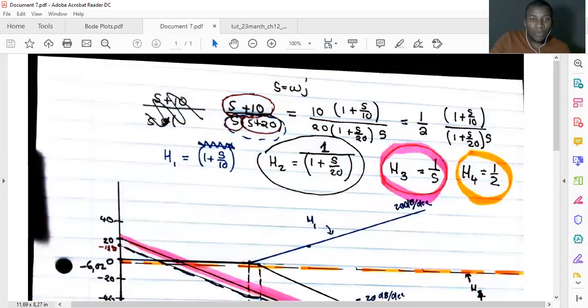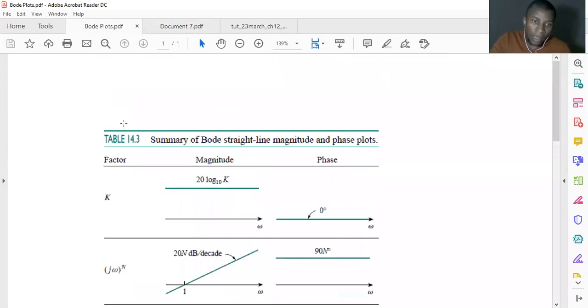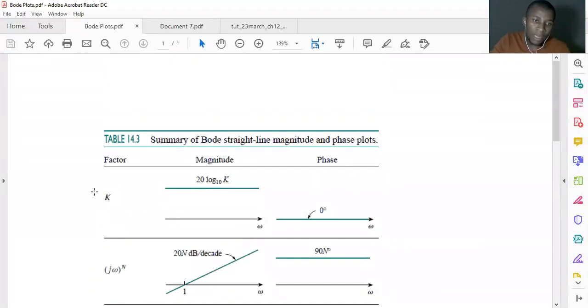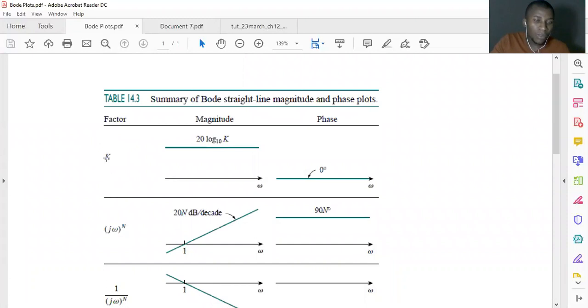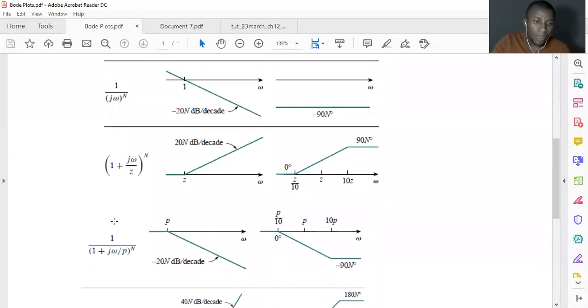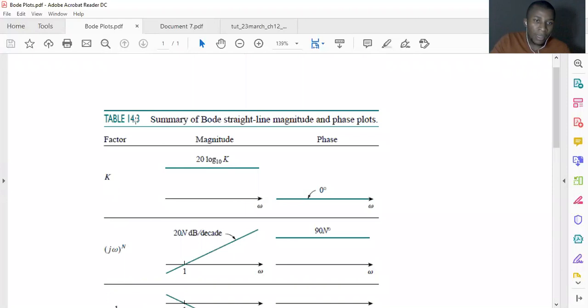In the tutorial problem, we've been provided with the following transfer function. So I'll demonstrate how we use that table to draw our bode plot. Here in this table, we've been provided factors. So whenever we're given a transfer function, we would try to represent the transfer function in terms of these factors, because then we would divide the transfer function into sub-transfer functions, if you allow me to use that.